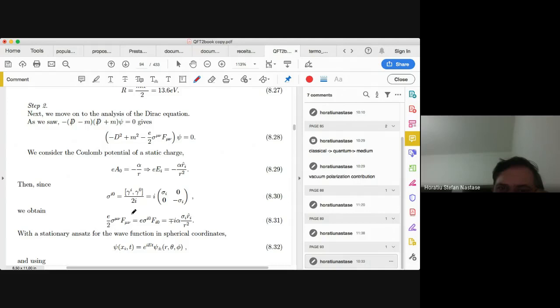That means finally that this correction term, e over 2 sigma mu nu F mu nu, in the case of a static charge, that means no magnetic field and the electric field given here, is e sigma i0 F i0 and gives minus or plus i alpha sigma vector dot r unit vector, divided by r squared.